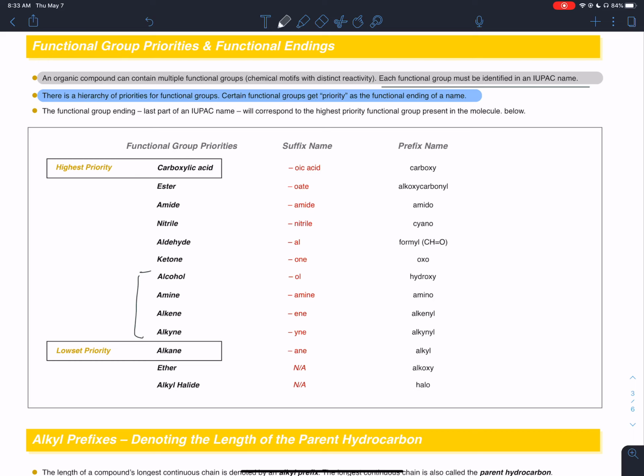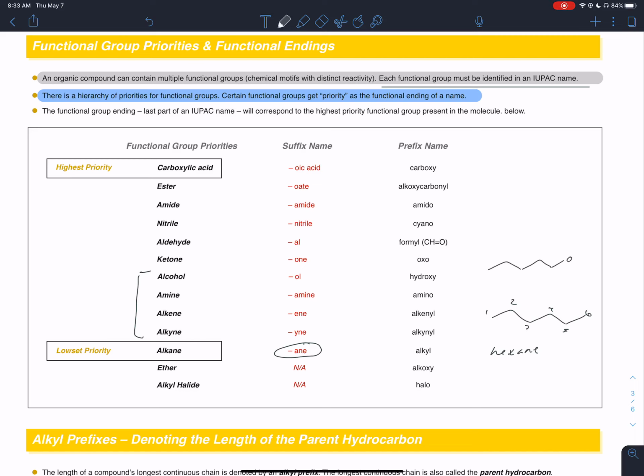Now, the idea is that if a molecule was just a straight chain hydrocarbon, then the highest priority functional group is just an alkane, and the ending of the name would get the -ane ending. So here you have 1, 2, 3, 4, 5, 6 carbons. So here we would say this is hexane. We have our alkyl prefix denoting the length of the chain and the functional ending.